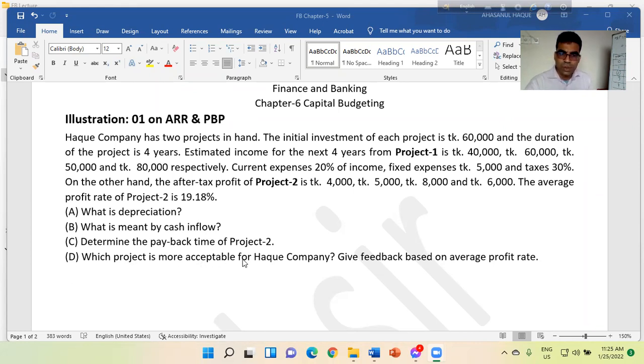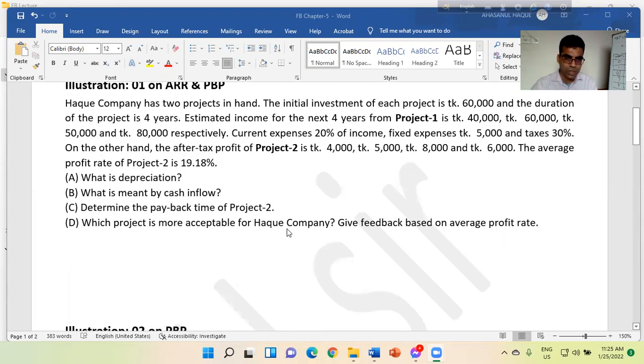And which project is more acceptable for Haque company? Give feedback based on average profit rate, average rate of return. What does average profit rate mean? Average rate of return. Look, in project 2, the average rate of return is given, 19.18. So to answer which project is more acceptable, we have to calculate the average rate of return of project 1. Do you understand? How can we find the average rate of return of project 1?